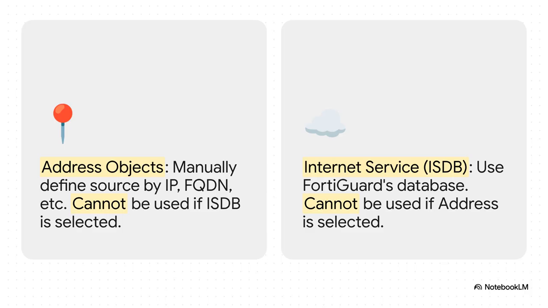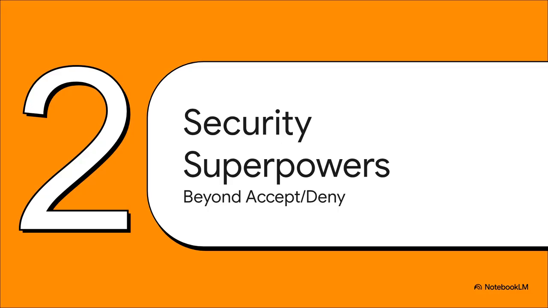Now, when you're defining the source or destination, you have two really powerful options. You can use those standard address objects we just talked about, or you can use something called the Internet Service Database, the ISDB. This is a huge, constantly updated list from FortiGuard that knows all the IP addresses for services like Office 365 or Dropbox. Now, here's the crucial point. In a single rule, you have to pick one. You can use address objects, or you can use an ISDB entry, but you can't mix and match them in the same field.